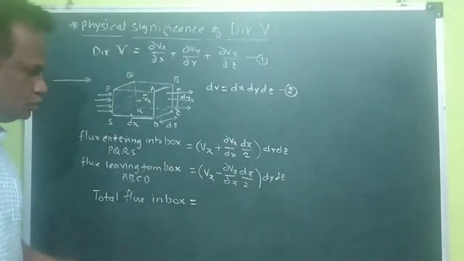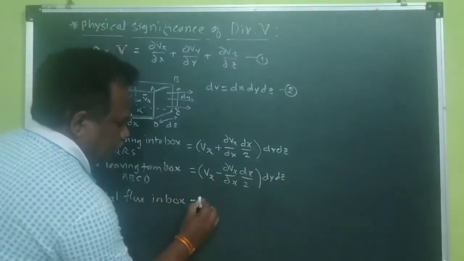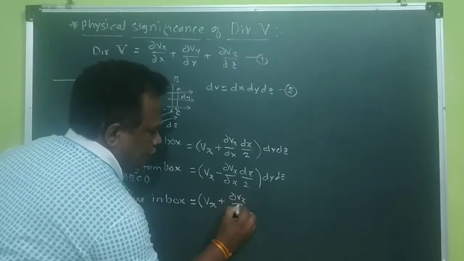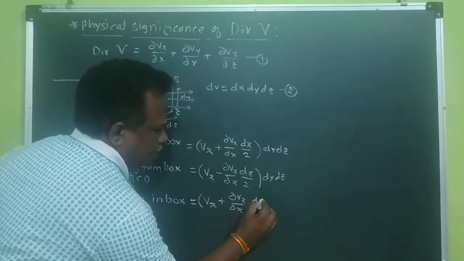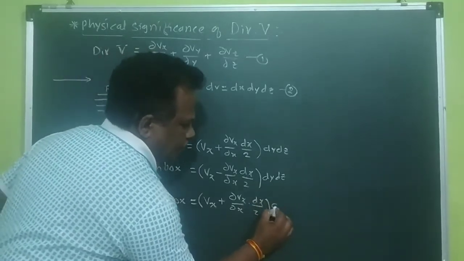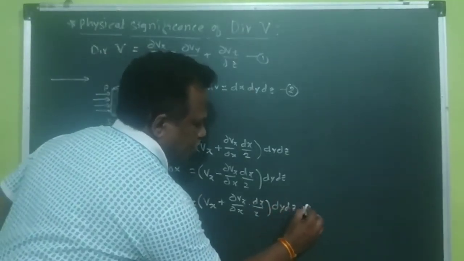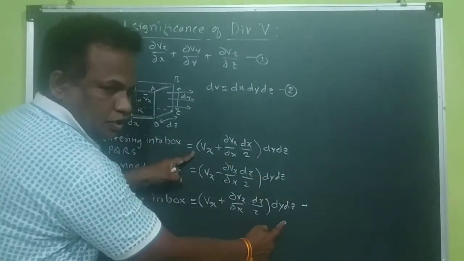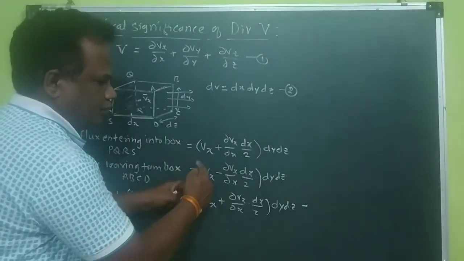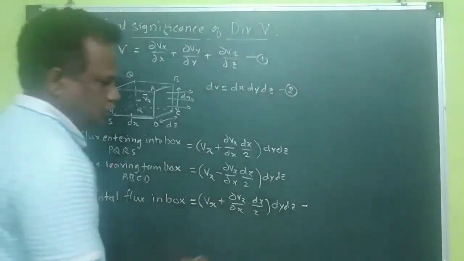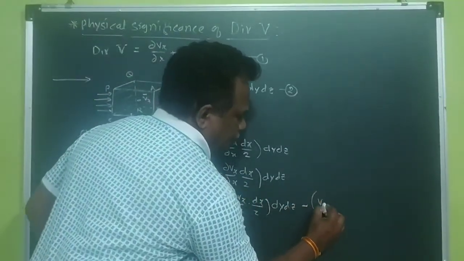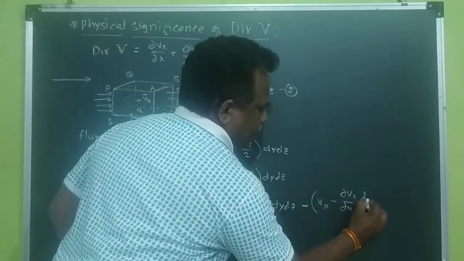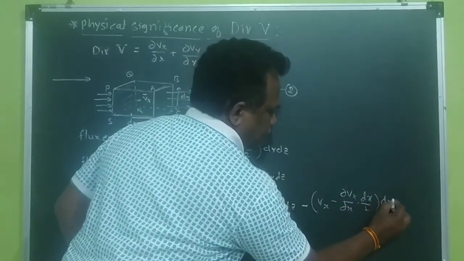It is given by this equation. So now this minus this, that means we can write like this: (Vx plus ∂Vx/∂x into dx/2) into dy dz. This is flux entering. What is flux outgoing? This amount of flux is leaving, that means going out. So that means minus (Vx minus ∂Vx/∂x into dx/2) into dy dz.